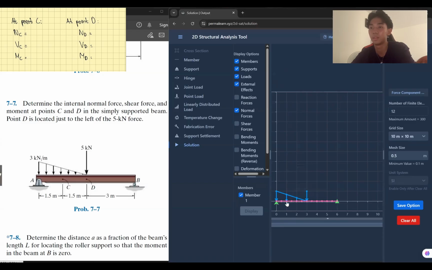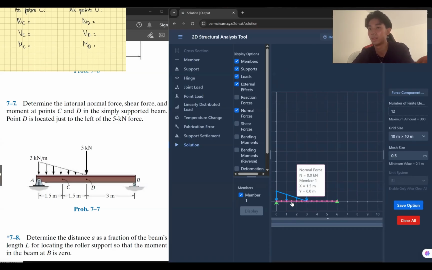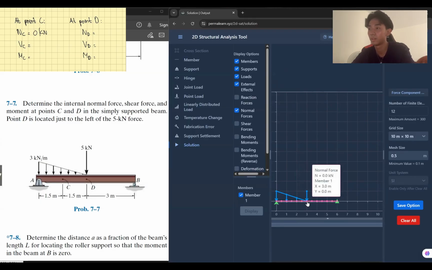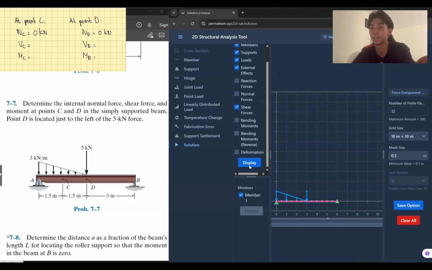So point C is 1.5 meters from the beginning point, so it's here. Normal force over here is 0, and at point D over here, normal force is 0 also. Okay, let's move on to the next one, shear force, and display. Okay, so at point C over here, we have our shear force 2.875, and at point D we have minus 3.25.